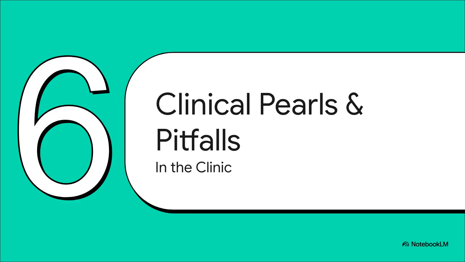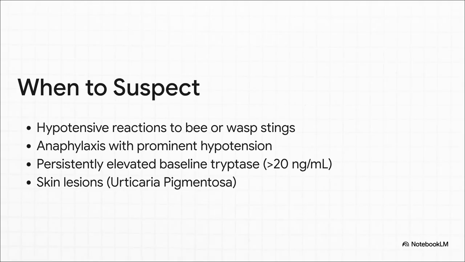Okay, let's bring this all back to the real world, back to the clinic. What are the things that should make your ears perk up and think mast cell disorder? And, just as importantly, what are the common traps to avoid? You should really have a high suspicion for a primary mast cell disorder if a patient tells you they have really severe anaphylaxis that makes their blood pressure drop, especially from bee stings. Another huge red flag is a baseline tryptase that's always high, say over 20. And of course, if you see those classic skin lesions known as urticaria pigmentosa, you've got to think about it.